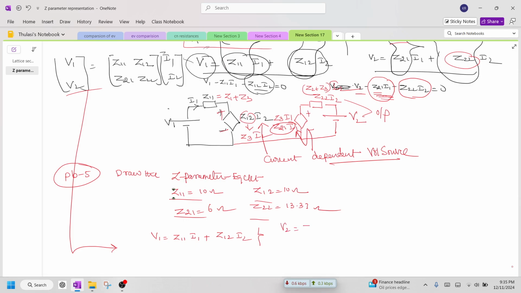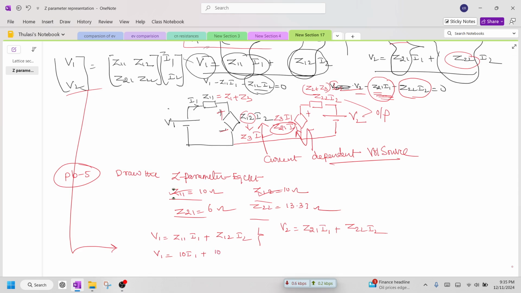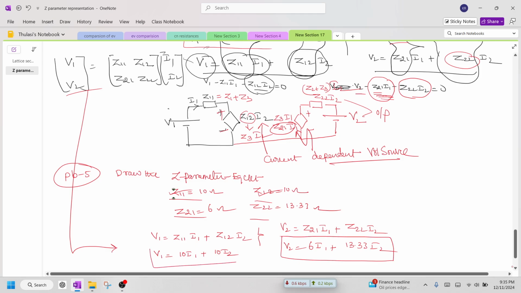So V2 is equal to Z21 I1 plus Z22 I2. So what are the values of Z11 and Z12 given? V1 is equal to 10 I1 plus Z12, which is 10 I2. V2 equal to Z21, which is 6 I1, plus Z22, which is 13.33 I2. So these are the two equations we are having generally.